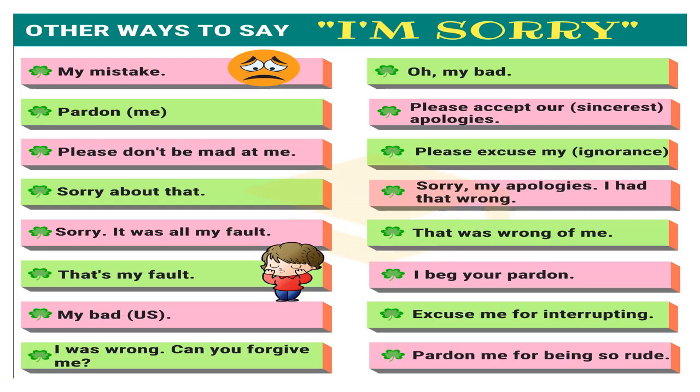Here's one more table to say I am sorry in different words. You can say my mistake or my bad, pardon me, please accept our sincerest apologies, please don't be mad at me, please excuse my ignorance, sorry about that, sorry, my apologies, I had that wrong, and so on and so forth. So do have a look at the entire table before you proceed.